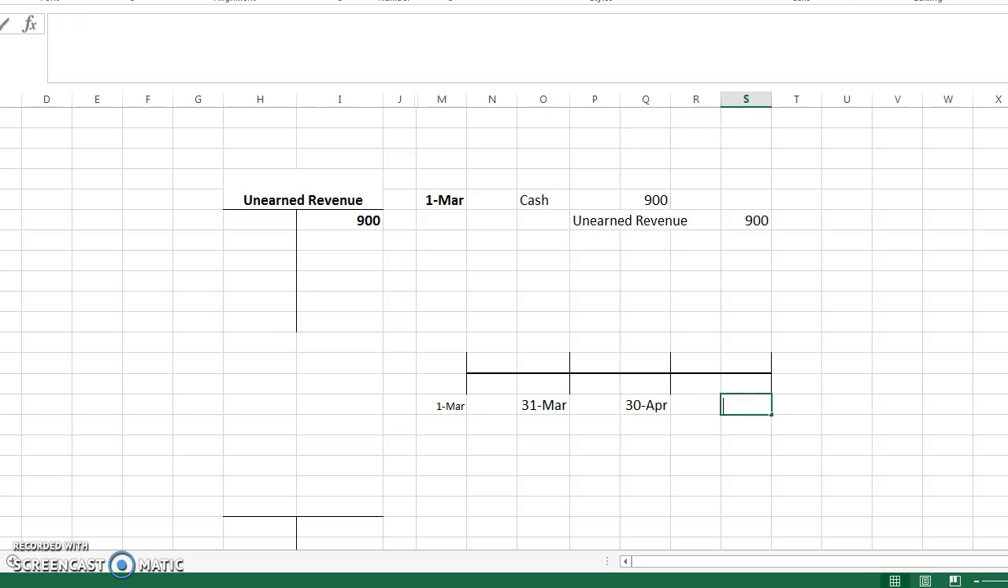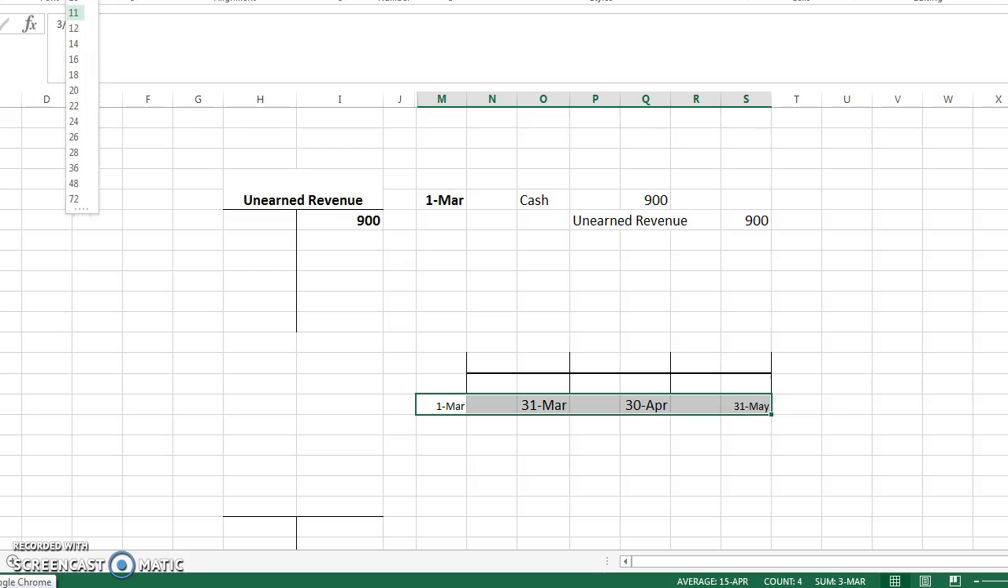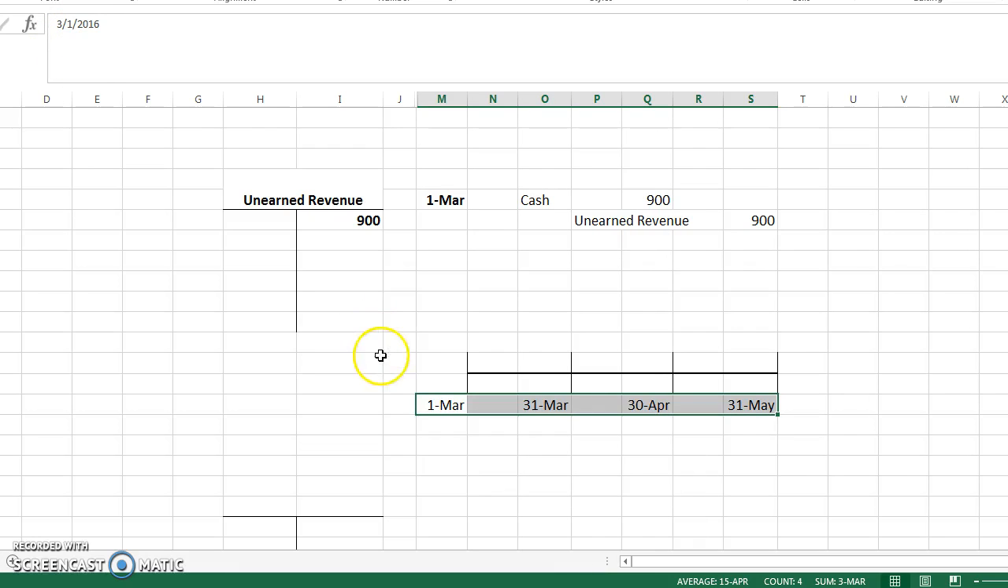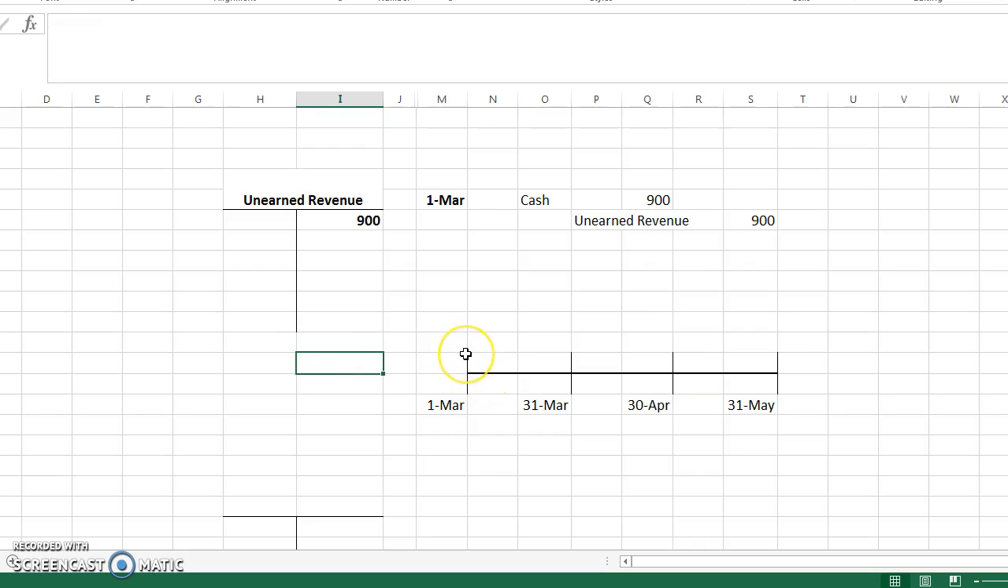But remember, this is a 3-month, that's weird, right? Let me make them even so that that's not a distraction. So on March 1st, we received the $900 cash, and that is to cover 3 months worth of rental time. So here's 1 month, here's the 2nd month, and here's your 3rd month.